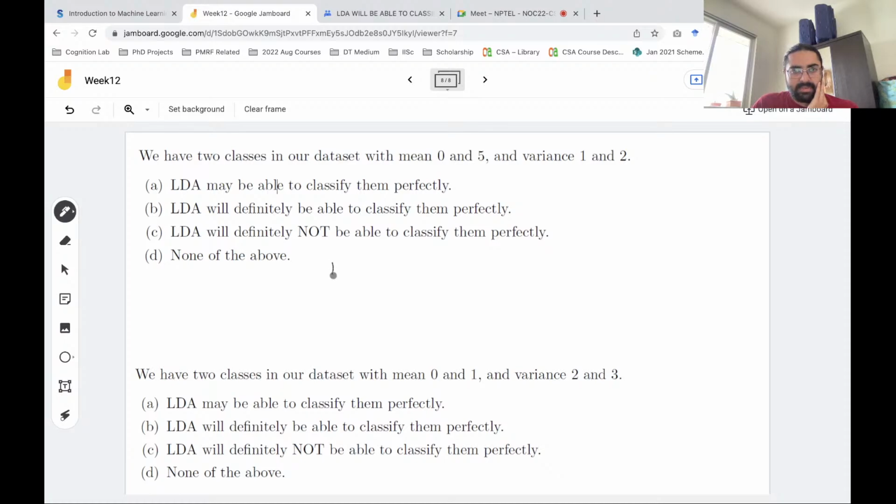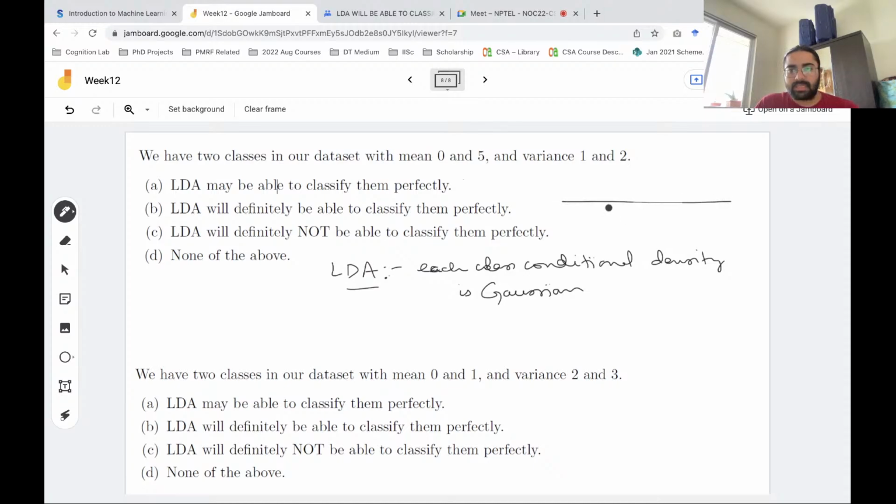So basically in LDA we had assumptions, right? One was that each class conditional density is Gaussian. This is what we make the assumption. But the idea is this, right? So here, when I have mean as 0 and 5, let's say, variance is 1 and 2. So if variance is 1, what is the standard deviation? It's 1, and this is around root 2, like 1.414 sort of number, right? So the point is this.